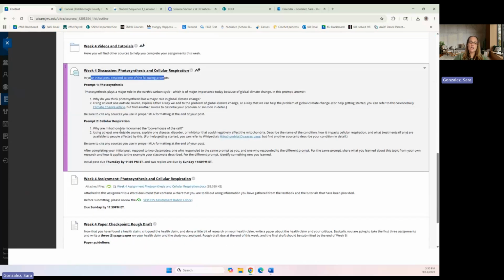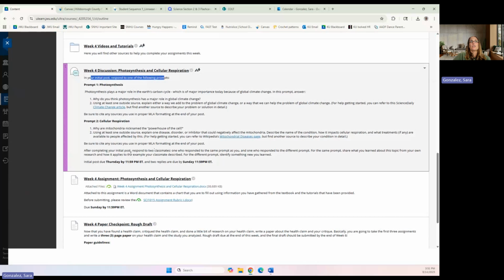Your other option is to talk about cellular respiration. So why is the mitochondria nicknamed the powerhouse of the cell? There's a reason for that. Why is that? And using, again, another outside source, talk about a disease, a disorder, or some type of inhibitor that negatively impacts or affects our mitochondria. What's the name of the condition? What are some of the symptoms? How it impacts the cellular respiration? And if there's treatment options, you can go ahead and explain those. Make sure you cite any sources in MLA.